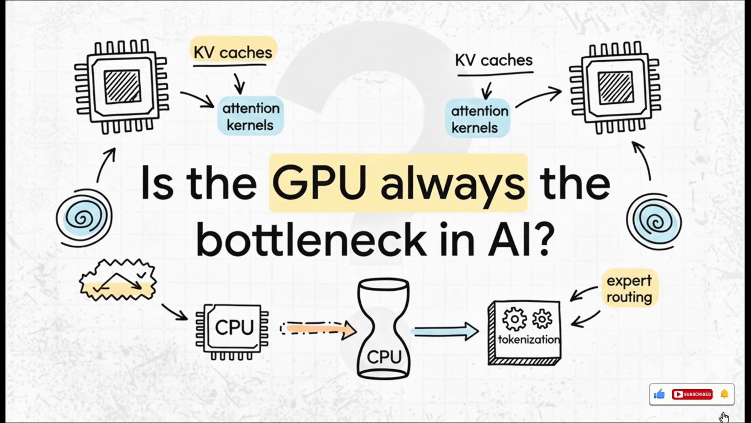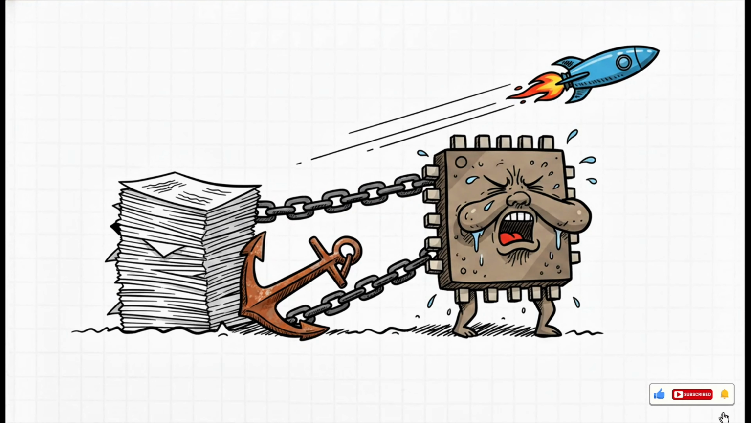When we talk about the cost and the latency of large language model inference, the conversation almost always revolves around the GPU, right? We're constantly hearing about KV caches, attention kernels, expert routing, the whole shebang. It's incredibly common to just assume that if your AI application is running slow, it's because the GPU compute is bogged down. But we have to ask, is the GPU always the bottleneck? The answer to that is a definitive no.